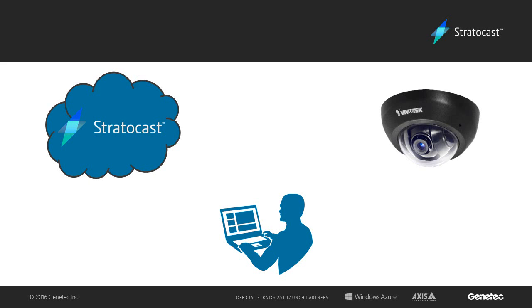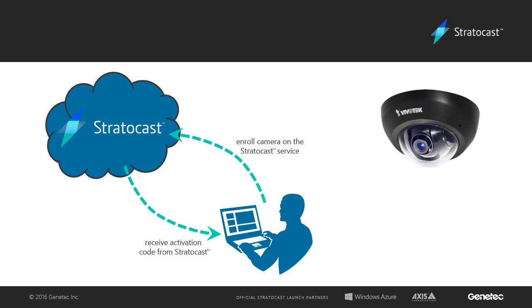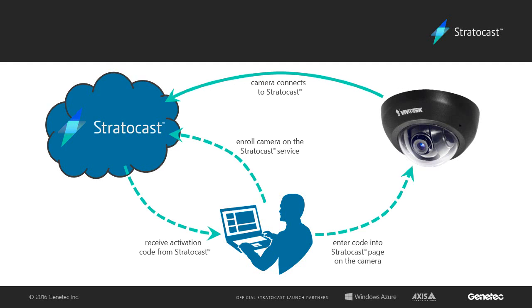When adding Vivotech cameras, we need to enroll the camera on the Stratocast service, which generates an activation code for the unit, and then enter that code in the Stratocast enrollment page of the camera. This will allow the camera and the Stratocast service to connect, and we can configure the video settings the same way we usually do from there.